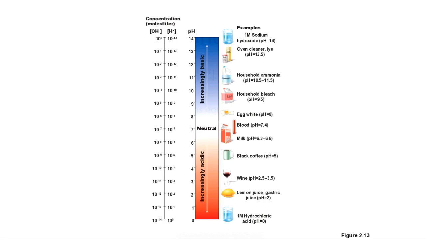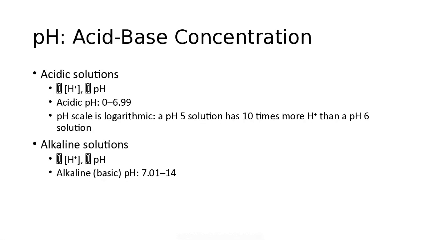So we have here our pH chart. 7 is neutral. It goes all the way from 0 to 14. These are very acidic. These are very alkaline. Blood pH is 7.4, and you don't get a whole lot of variation in that. If you do, you have a physiological problem.